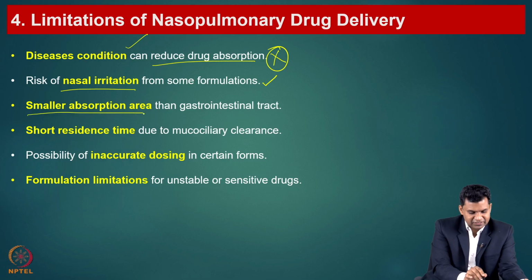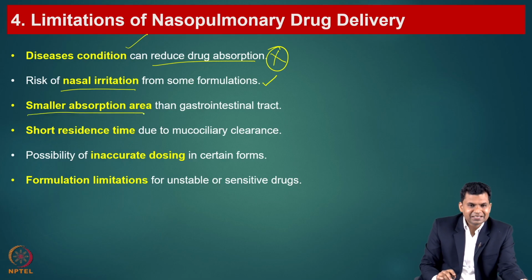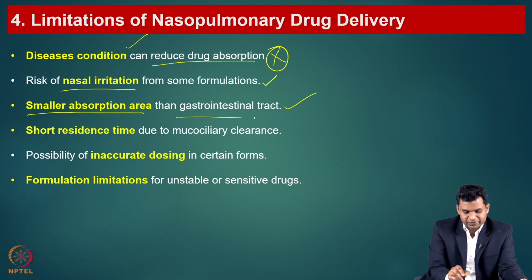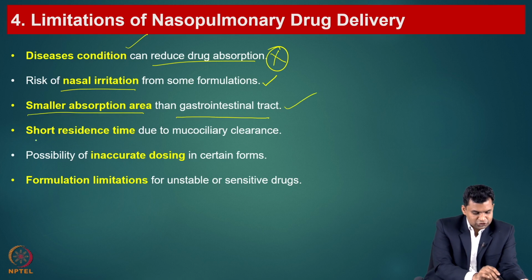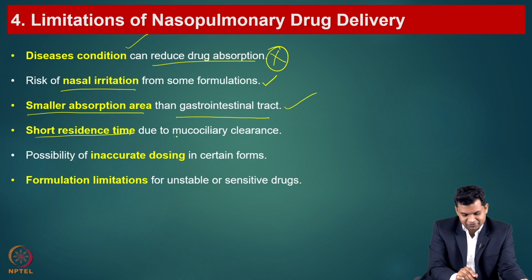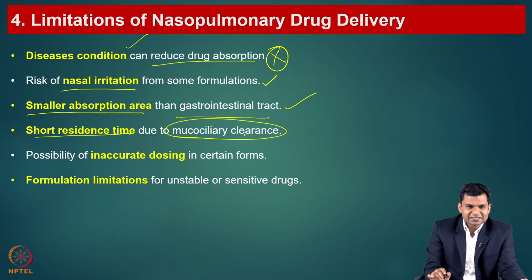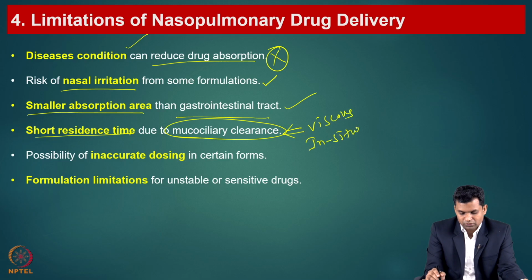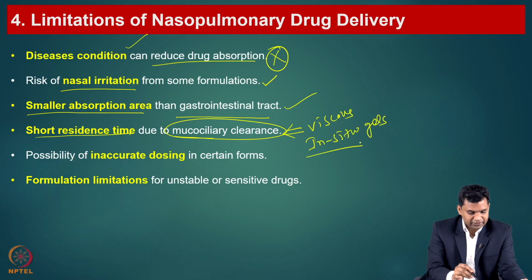And yes, there is a very small absorption area, as we discussed in the case of oral mucosa when compared with the GIT tract. Short residence time because of mucociliary clearance can be avoided by using viscous formulations or in situ gelling systems. We can also avoid the short residence time that way.